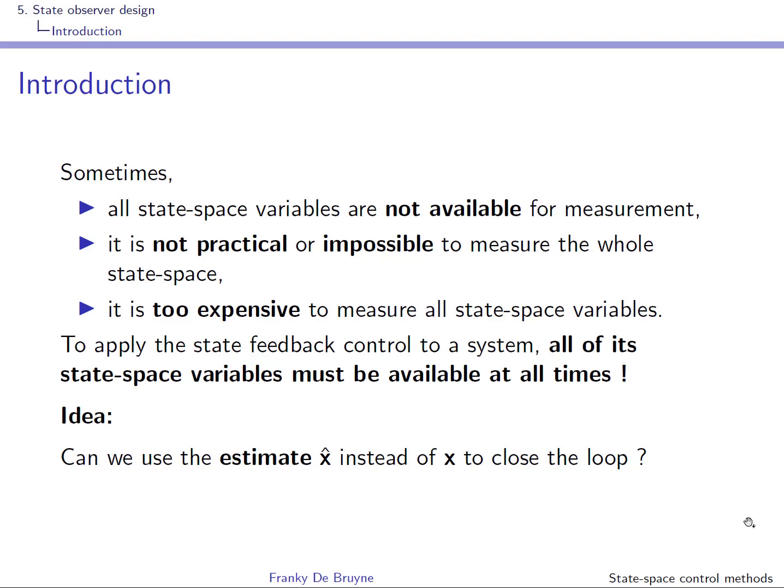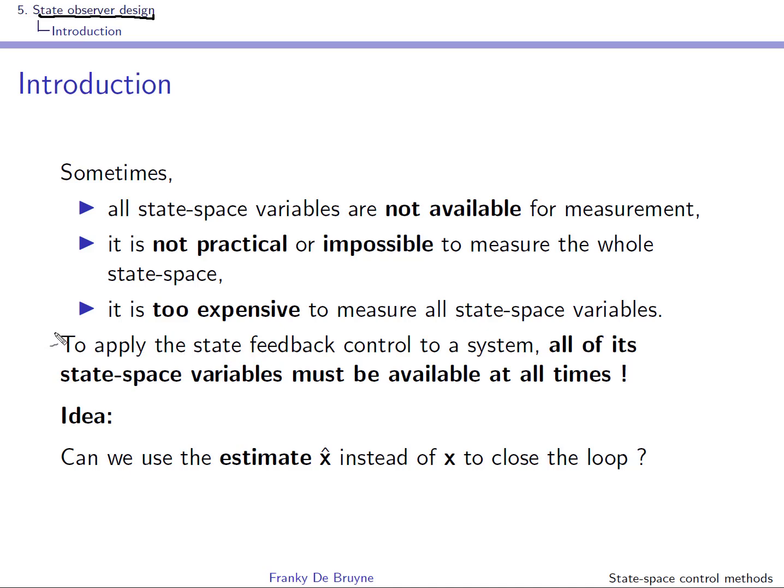Well, in section 5 we talk about state observer design. Sometimes all the state variables are not available for measurement, either because it is not practical or it is impossible to measure the whole state. Note that sometimes the state can be measured, but this comes at a cost, because a sensor comes with a cost in terms of, well, really cost in euros, but also a cost of installing, calibrating the measurement, and also, well, you have to place it somewhere.